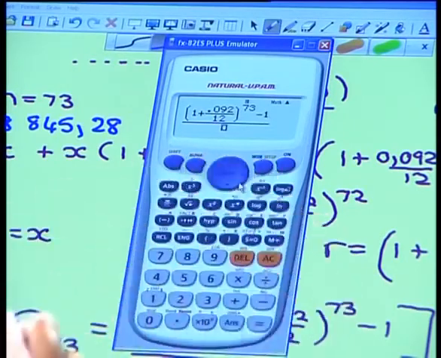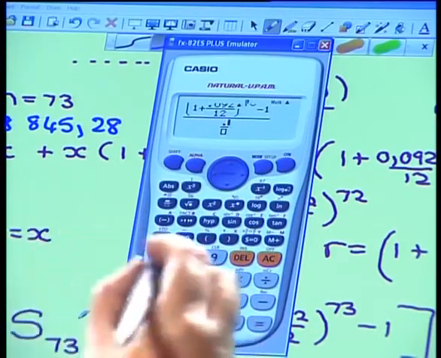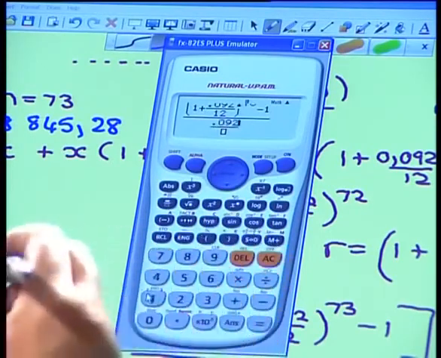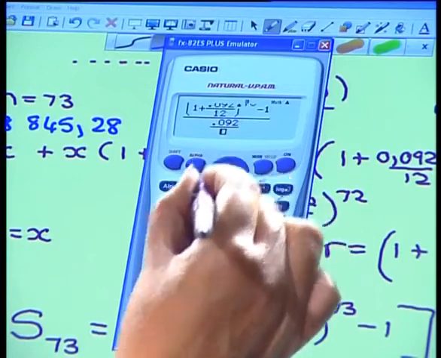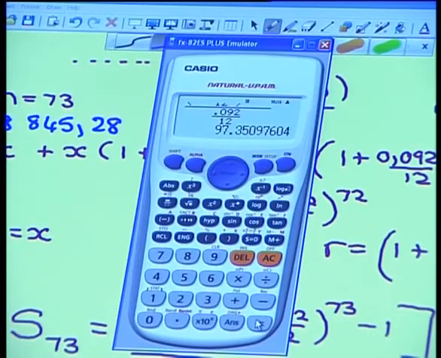Underneath then, I'm going to use the fraction button again. So you can see this is quite easy, really. You're inputting it exactly as it looks. And at the bottom, a 12. And we're going to hit the equals button. Now you can see the answer you get is 97.35, etc., etc.